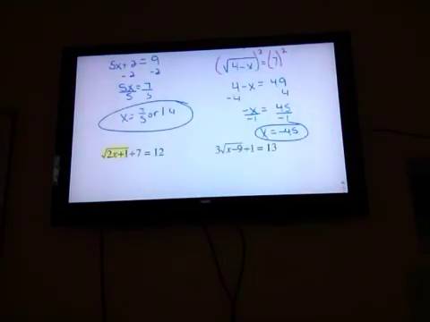Okay, I want to isolate that radical. What am I going to do to isolate that radical? Drew? Subtract 7. Subtract 7 first. So the square root of 2x plus 1 equals 5. Oh, sorry, I forgot my square root. Equals 5.